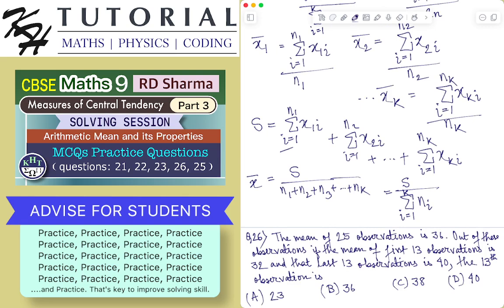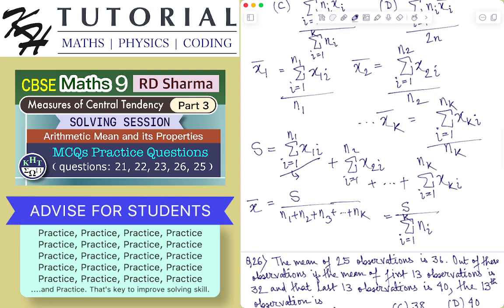Now what is this? If you see the above line, this is nothing but n1 x1 bar. Similarly, what is this? This is n2 x2 bar. And finally, what is this? nk xk bar. So this s is nothing but n1 x1 bar plus n2 x2 bar plus likewise up to nk xk bar.